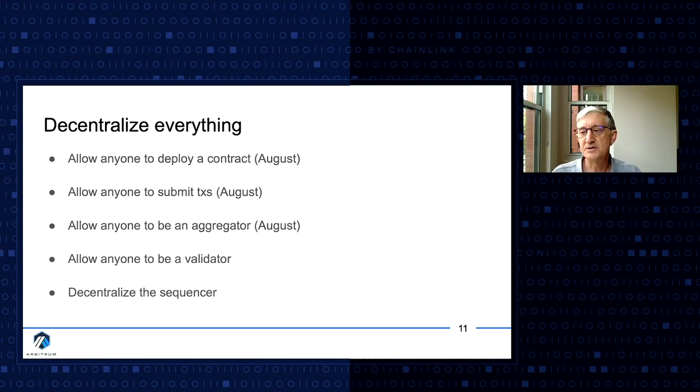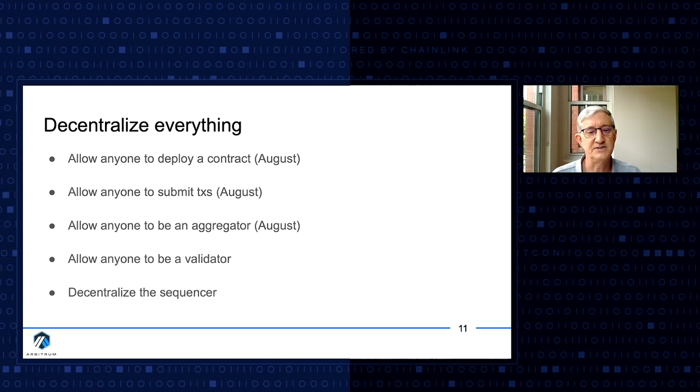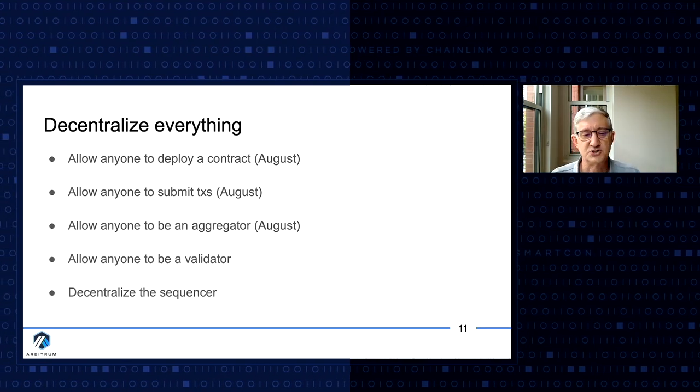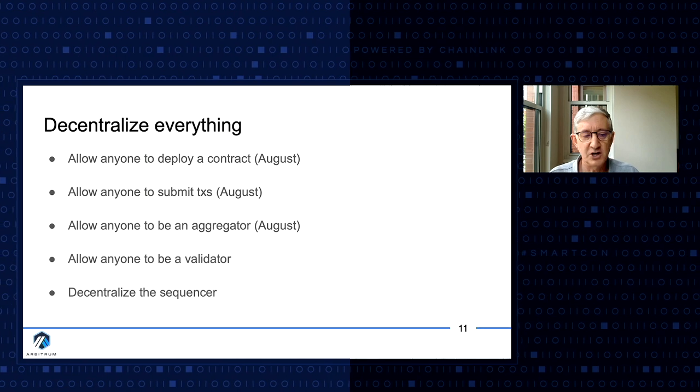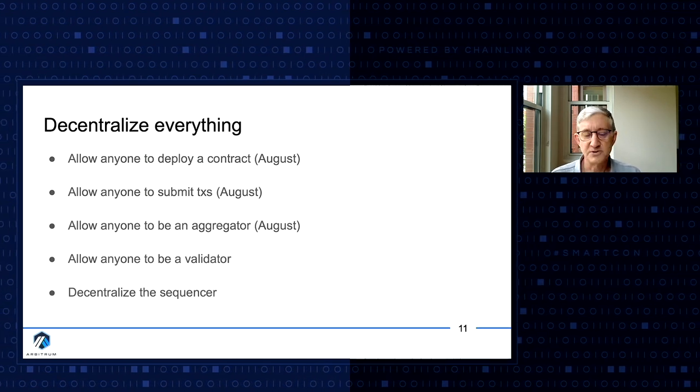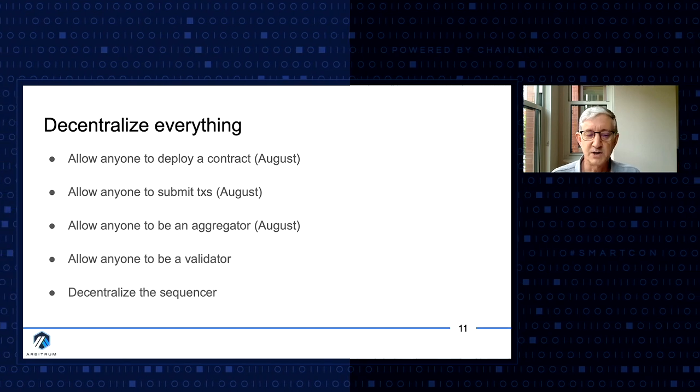We'll allow anyone to be an aggregator. An aggregator is a party that acts as a node and helps users submit transactions to Arbitrum One. And on the day we open, anyone will be able to be an aggregator. Over time, later, we'll move to a situation where anyone can be a validator.